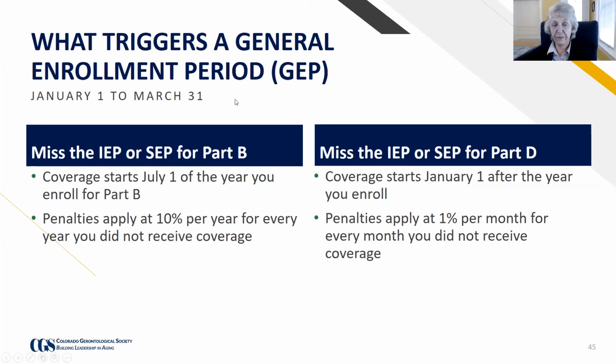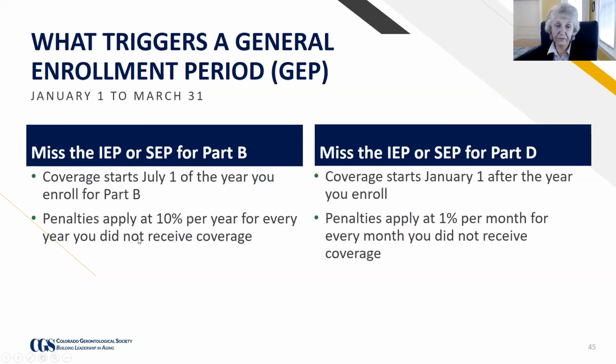Basically, you didn't do something correctly with your initial enrollment period or your special enrollment period. Your GEP starts January 1 through March 31. You can enroll in Medicare Part B or D with coverage to start July 1 for B. Coverage for D starts January 1 after you enroll.